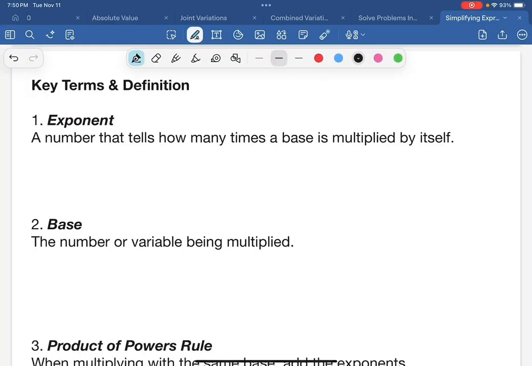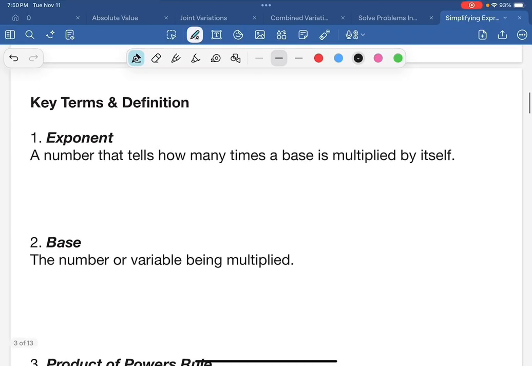Let's have some key terms and definitions, starting with exponent and base. An exponent is a number that tells how many times a base is multiplied by itself. And a base is a number or variable being multiplied. Now, if we were to write, for example, a cubed, we have here a as our base, and 3 is our exponent.